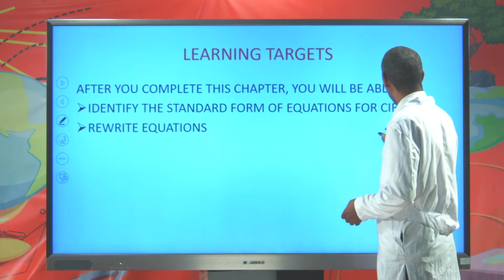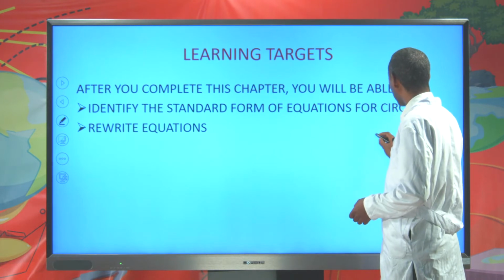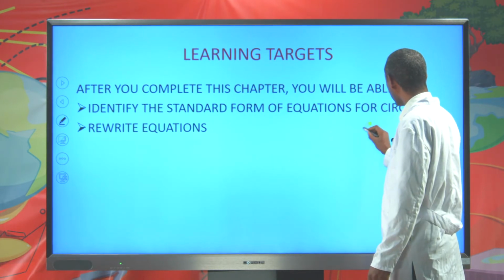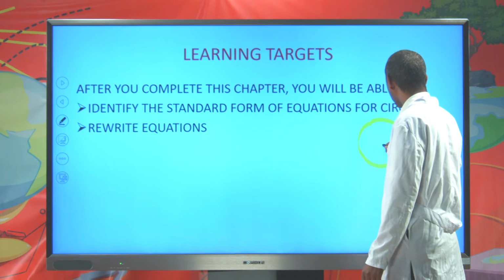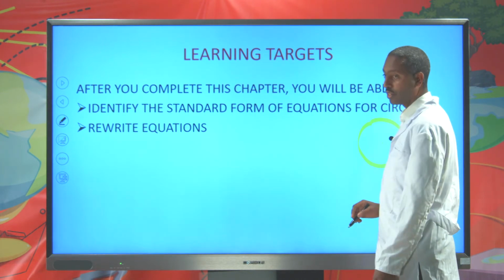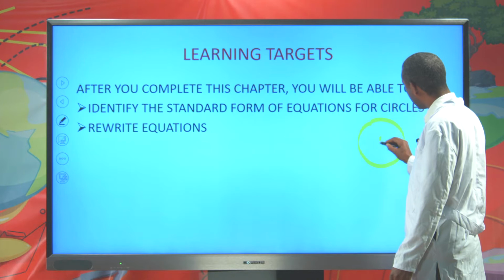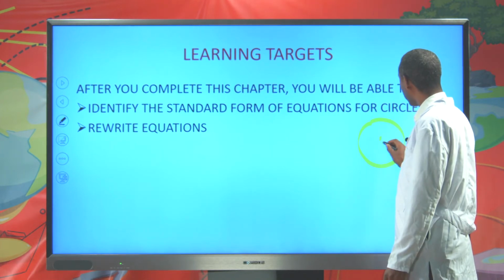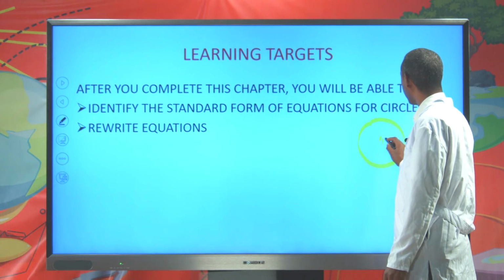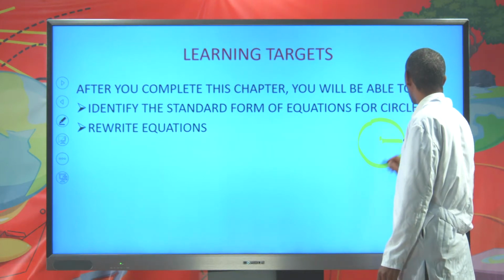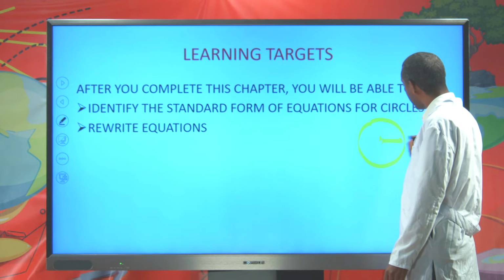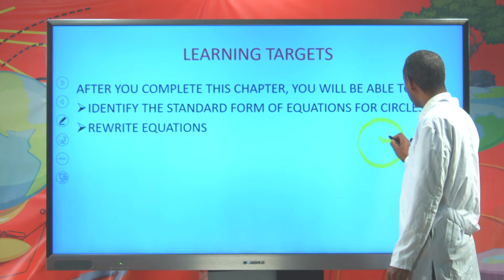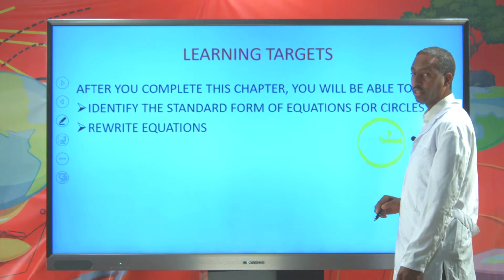We may define a circle as a set of points which are equidistant from a fixed point. This fixed point, we call the center of the circle. And there is a line segment which starts from the center of the circle to the edge of the circle. This line segment, we call the radius of the circle.